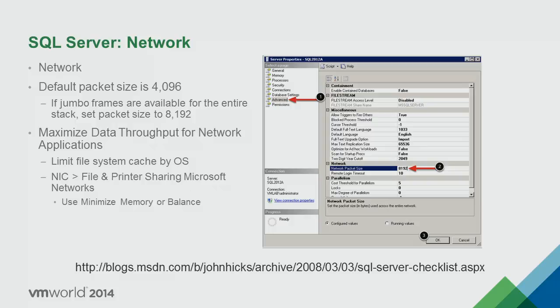Inside SQL, you need to configure SQL to tell it to use jumbo frames. Here's where you use the 8192 rule. If you want to understand why that number instead of something like 9,000, there's an MSDN article by John Hicks that talks about the rationale behind setting it.